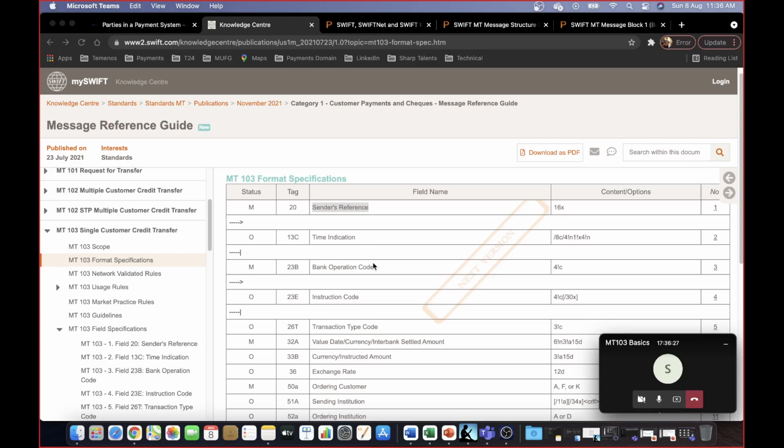The second mandatory field is the bank operation code, which is 23B. Here you will most commonly see something known as CRED, which means that it is a credit transfer. But there is one more field called tag 23E.